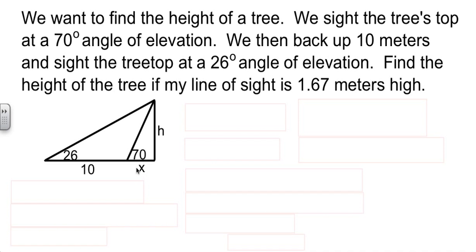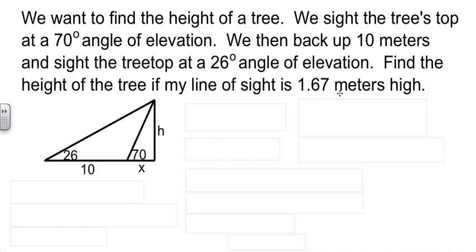We then back up from where we were standing here. We back up 10 meters. And our angle of elevation to the top of the tree is now 26 degrees. Okay. Hopefully, you see two right triangles involved. You have a small one where we were originally standing, and you have a bigger right triangle where we backed up to.